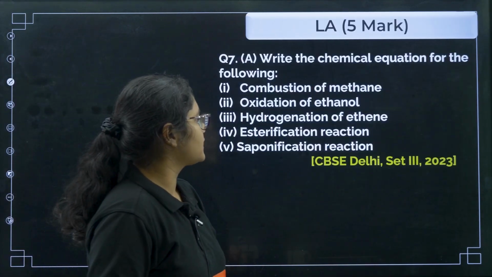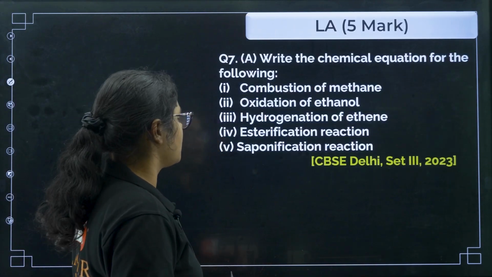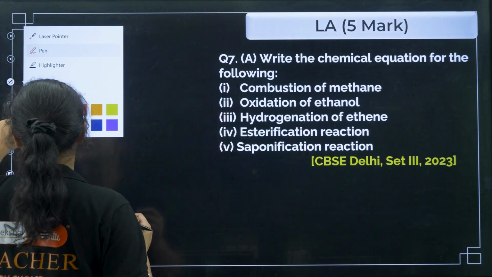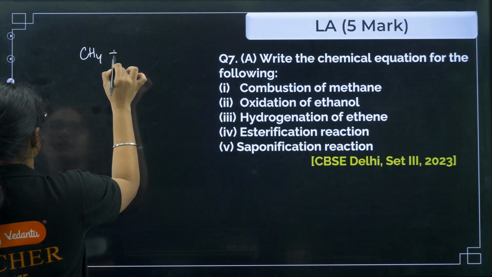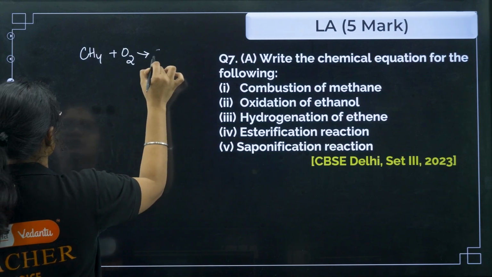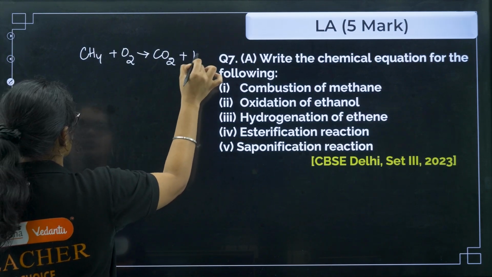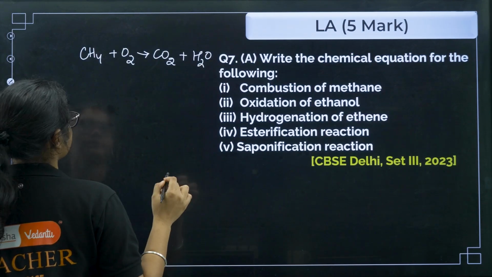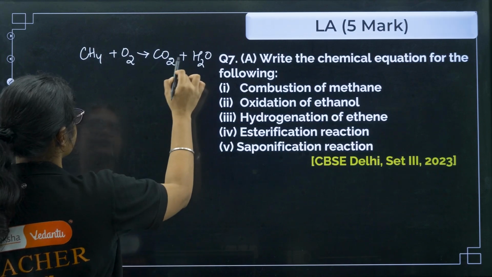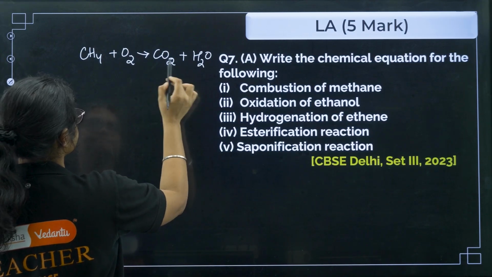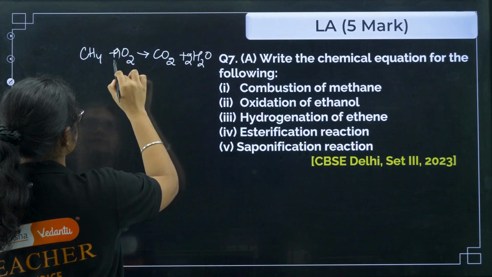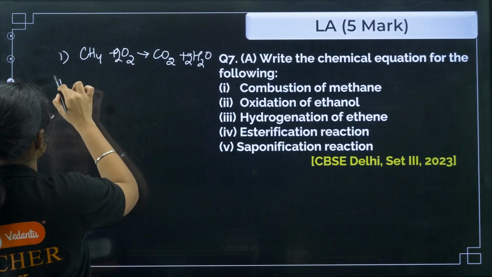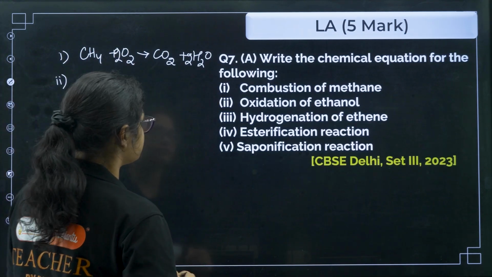Fine. Next question, write the chemical equation for the following: combustion of methane. Combustion of methane is CH4 plus O2 gives CO2 plus H2O. Then we balance it, like this.